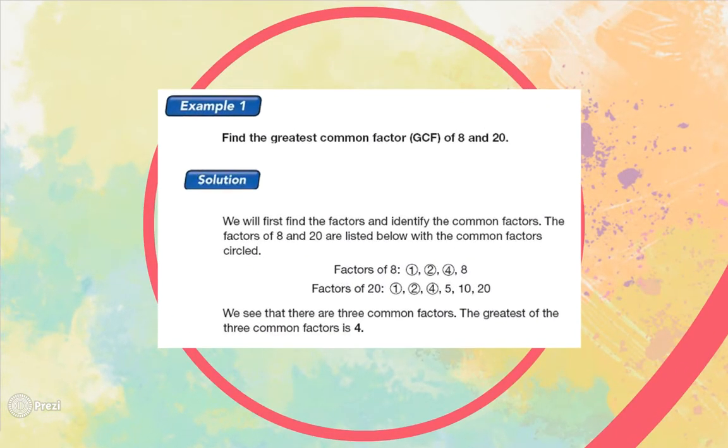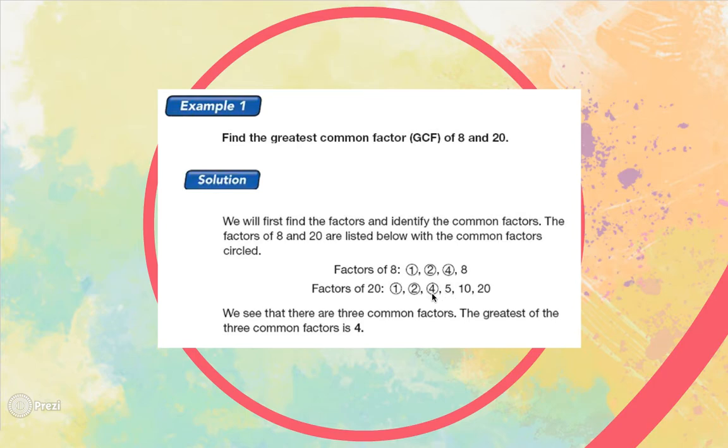In example number 1, we're going to find the greatest common factor of 8 and 20. What you're going to do first is list off all the factors of 8. So 1 times 8 equals 8, and 2 times 4 equals 8. These are our factors for 8 right here. And then we're going to list out our factors of 20: 1, 2, 4, 5, 10, and 20 are our factors.